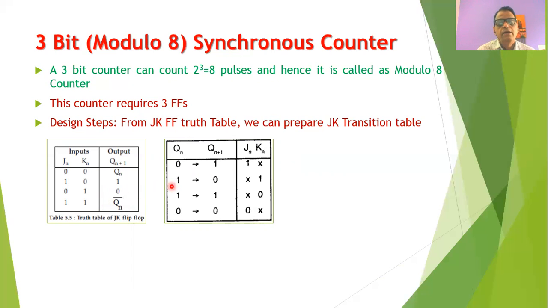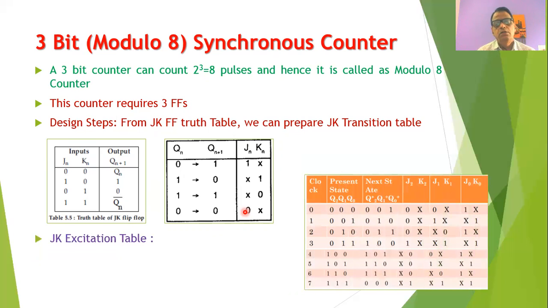And similarly, whenever we have a transition from 1 to 0, we will make an entry X1. For 1 to 1, there will be an entry X0. And from 0 to 0, again, we can make an entry by using this table. From 0 to 0 means you can use the first row and the third row. Therefore, in both cases, the value of J is equal to 0 and K can be either 0 or 1. And therefore, we will make an entry 0X.